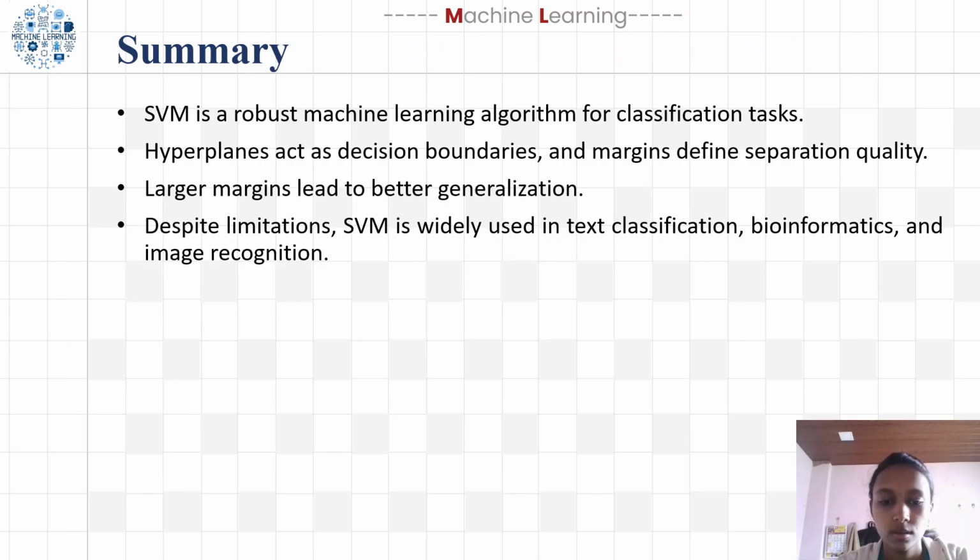To summarize, support vector machines use the hyperplane as a decision boundary and margins to improve classification robustness. They are powerful, versatile, and widely used in text classification, bioinformatics, and even image recognition. In the future, combining SVM with deep learning could bring new opportunities for hybrid models.